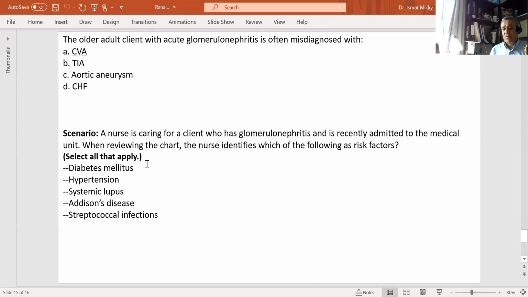The answer to this question, which is the older adult client with acute AGN, often diagnosed with CHF: the least common manifestation of acute AGN is more likely to occur in older adults. So the fluid overload, which will dominate the clinical picture of a patient with AGN, can be easily confused with CHF because of the fluid overload.